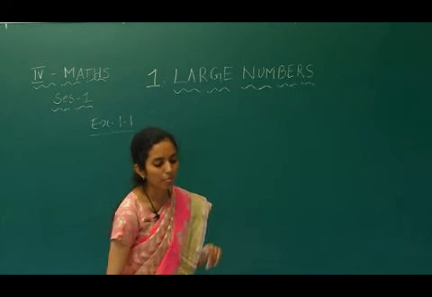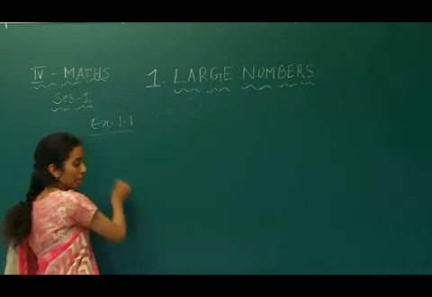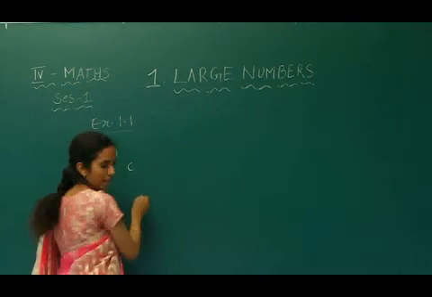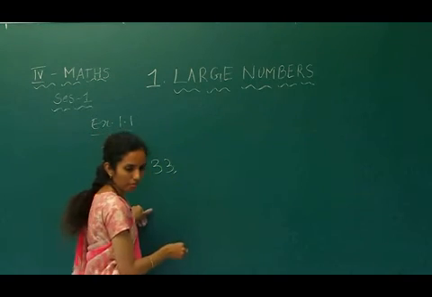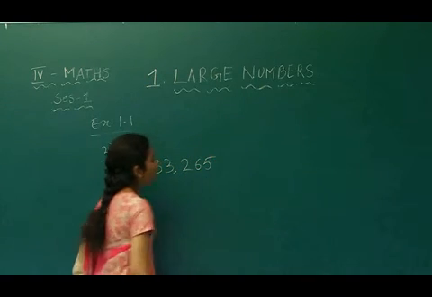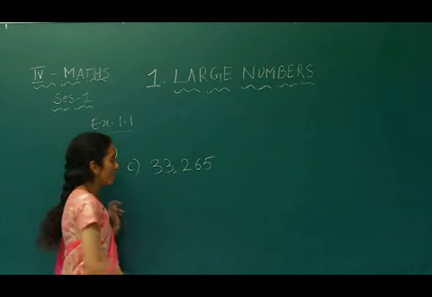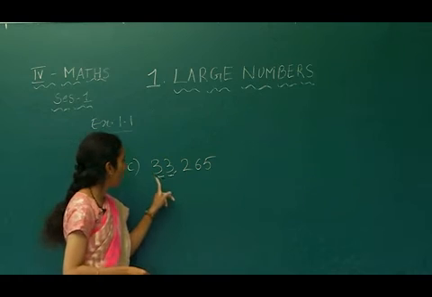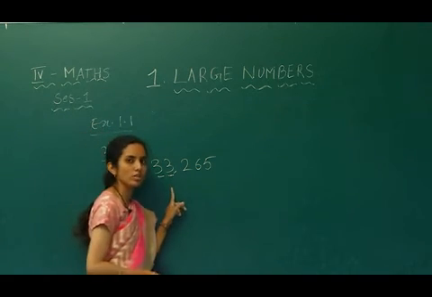For example, let us do the third bit. Third bit is of 5 digits. So I wanted to solve it for your clarity. Third bit is 33,265. So what is he asking? Not the sum of these 2 3's. He is asking the sum of the place values. What is the place value of this 3 and this 3? This is in 10,000s place and this is in thousands place.